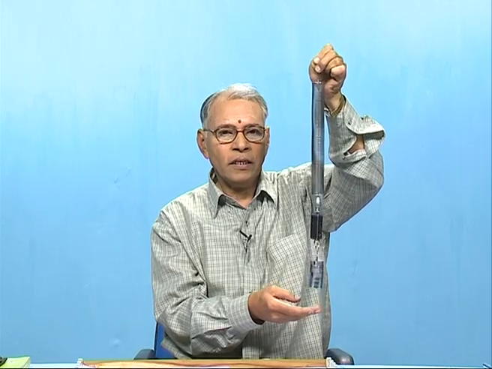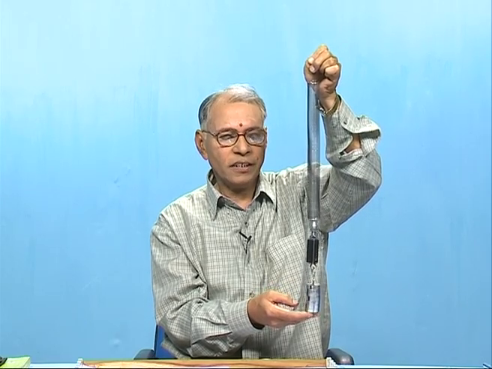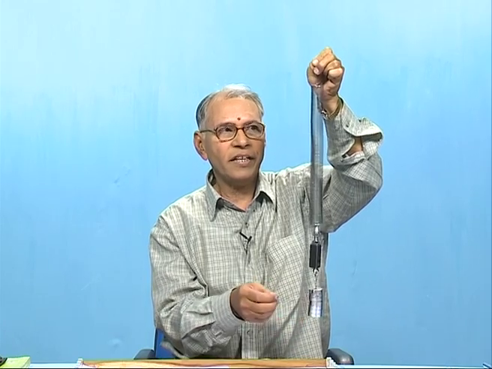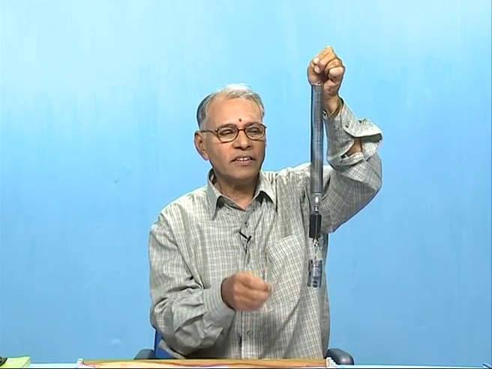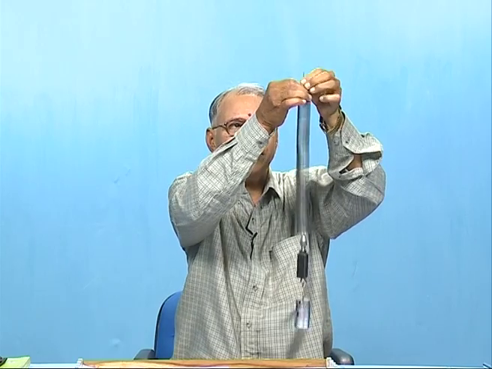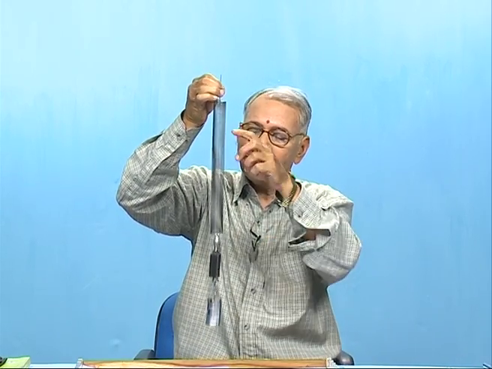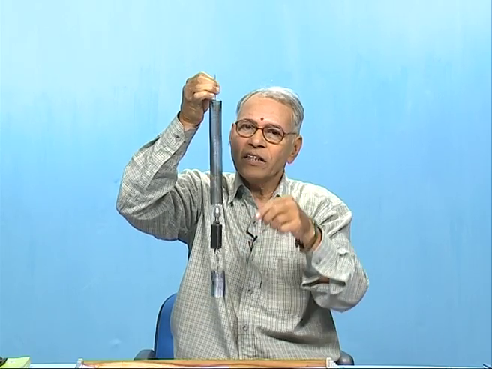Now, the concept of longitudinal vibration is shown with the help of a model. This is a spring with a little weight. You are observing that it is oscillating. So the direction of oscillation and the direction of propagation are the same in longitudinal vibration.